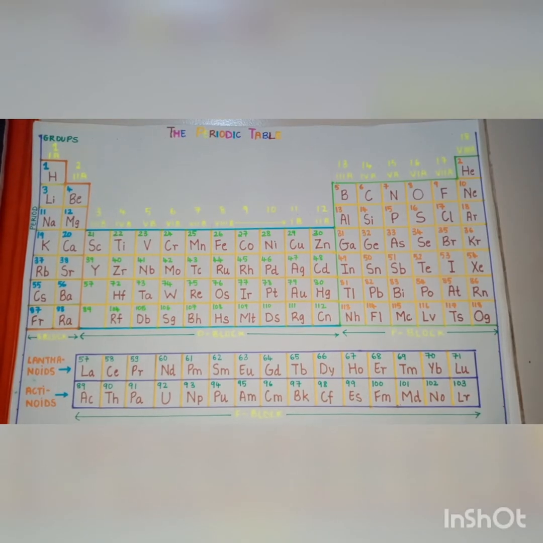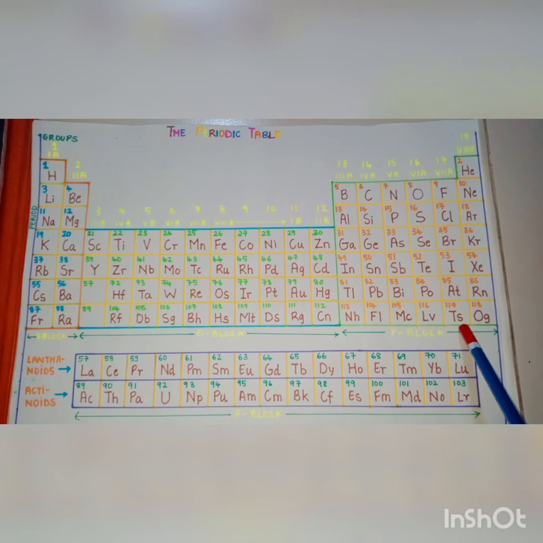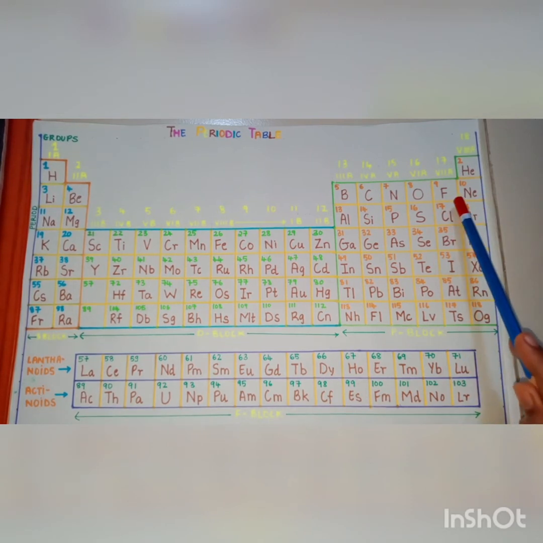Now coming to the fifth group of p block, which is group 17, also known as halogens. So the elements of group 17 are F, which stands for fluorine, Cl for chlorine, Br for bromine, I for iodine, and At for astatine.